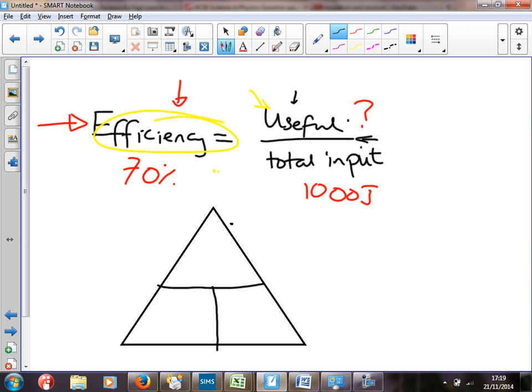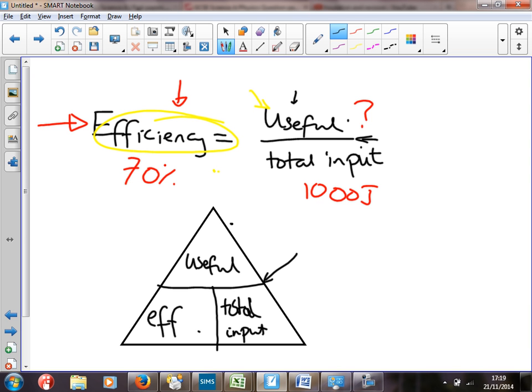Well, look at the triangle. There's a line in the middle dividing some things over here. So we know that our useful is going to go up top. And that means that the total input has got to go down here somewhere. It actually doesn't matter whether you put it on this side or that side, but we're going to put it over here. There's only one empty space now, so the efficiency is going to go over there.